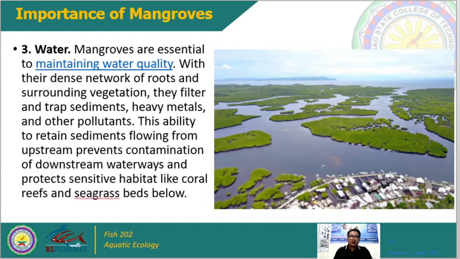The third reason is that this is also a picture of Del Carmen, right? Okay? So, water, no? Mangroves are essential to maintain water quality. Mangroves act as filters, no?